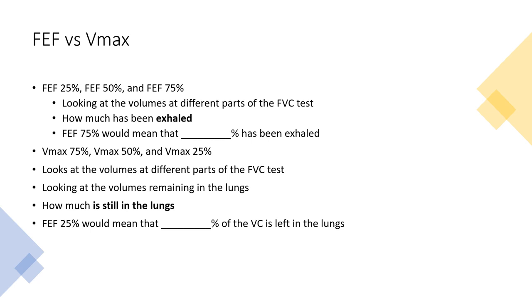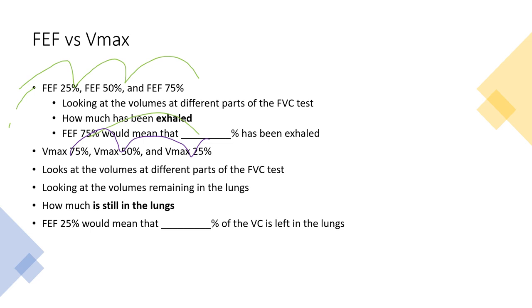The Vmax is a little bit different. So you have the Vmax 75, Vmax 50, Vmax 25. Notice that this goes backwards, right? FEF went 25, 50, 75. This one goes 75, 50, 25, right? So that one looks at how much has been exhaled. You've exhaled 75% of that gas, right?